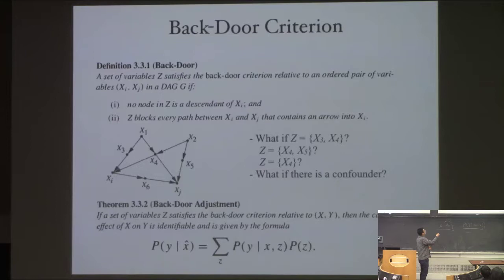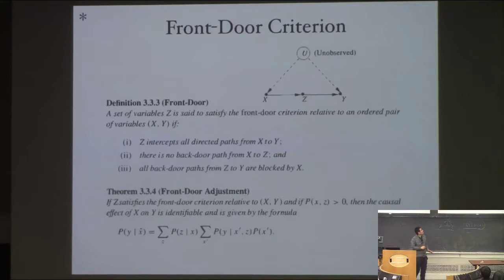Okay? So now let's check. What if z is x3 and x4 over here? If z is the set of x3 and x4, do you think z satisfies the backdoor criterion relative to xi, xj? Did I learn about d-separation? Yeah. Okay, that's good. So over here, do you think z satisfies the backdoor criterion? Yes? Yes, okay, yes, you can check. Basically, all backdoor paths are blocked by x3 and x4. Okay, if this is the case, we are very happy.